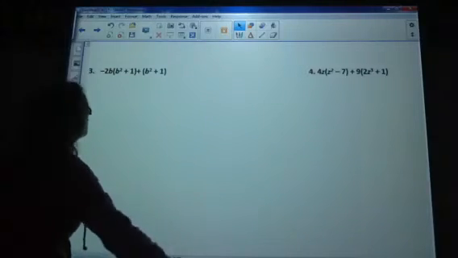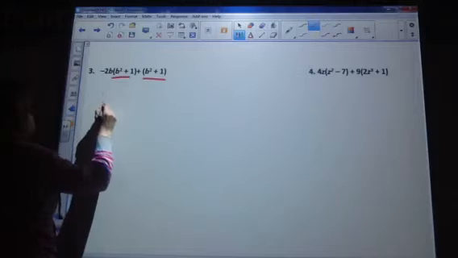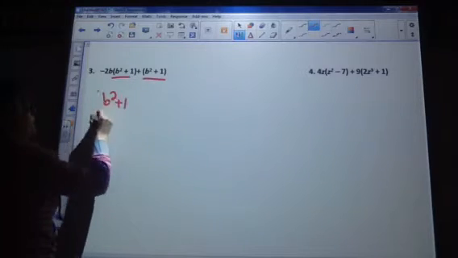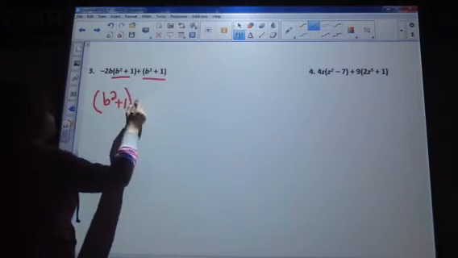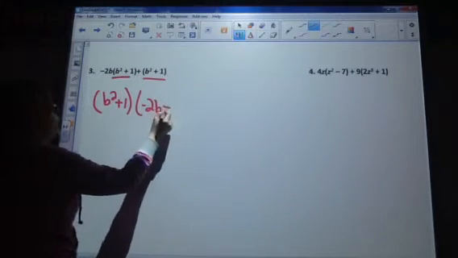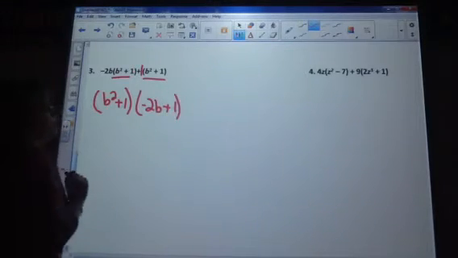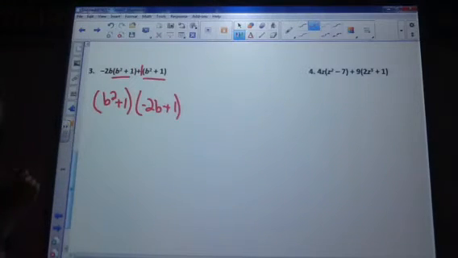On number 3 here, what is your common binomial factor? B squared plus 1. So then your second binomial is going to be a negative 2b plus. Remember, when there's not a coefficient, you put a 1, so that's plus 1. You cannot put a 0. It will change the value of that binomial.